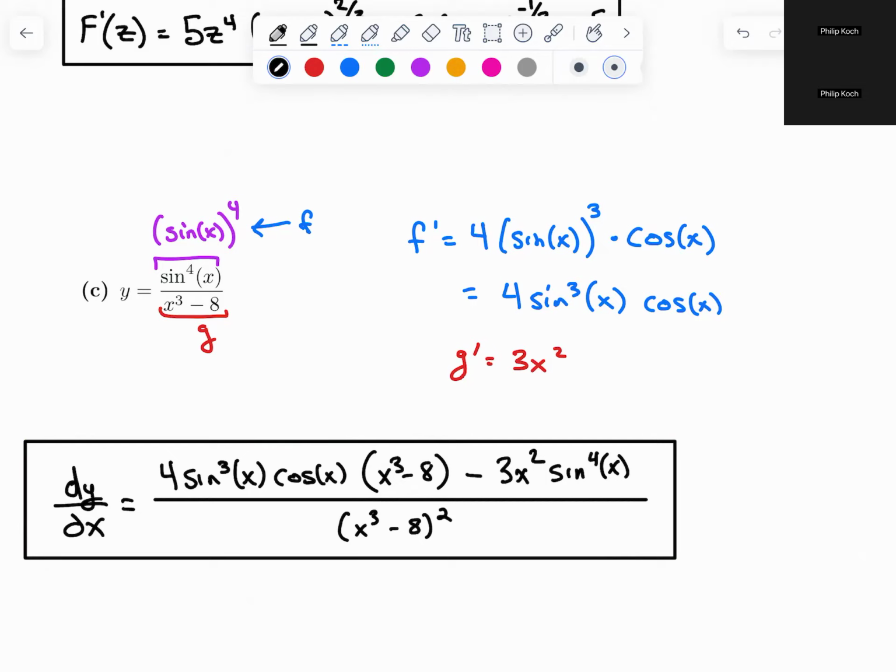Yes. Why include cosine? The cosine was from the f prime's derivative, because it's going to be a chain rule, because there's an inner function and an outer function. So the derivative of the outside function, the 4th power, is 4 blank to the 3rd power. And then you take the derivative of the inside, which is cosine. The derivative of sine is cosine. Is that all right? Let's do a couple more practice.